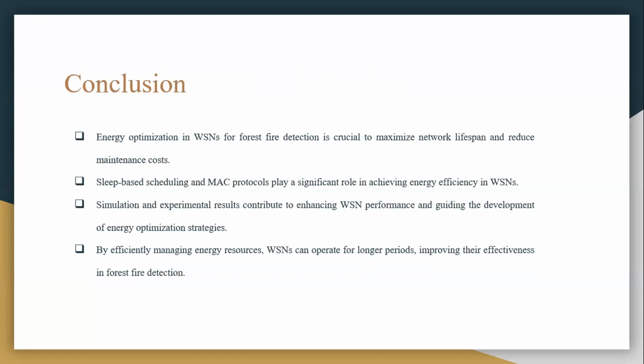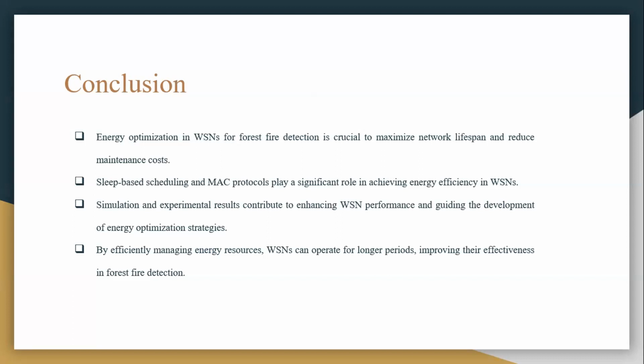In the conclusion, the research focuses on examining the complex relation between energy use and performance in wireless sensor networks for forest fire detection by employing sleep-based concepts and analyzing changes in power consumption. The aim is to maximize power efficiency and enhance the effectiveness of the forest fire monitoring system.